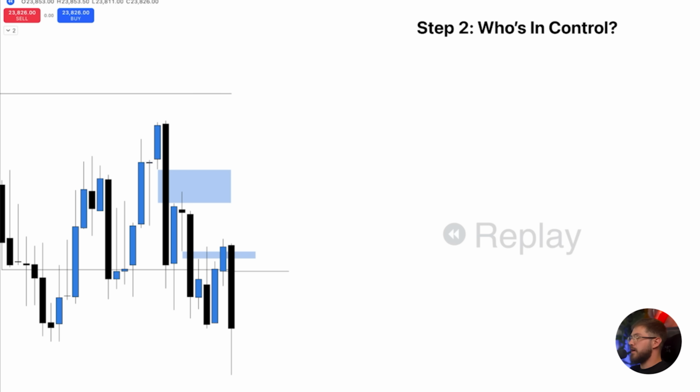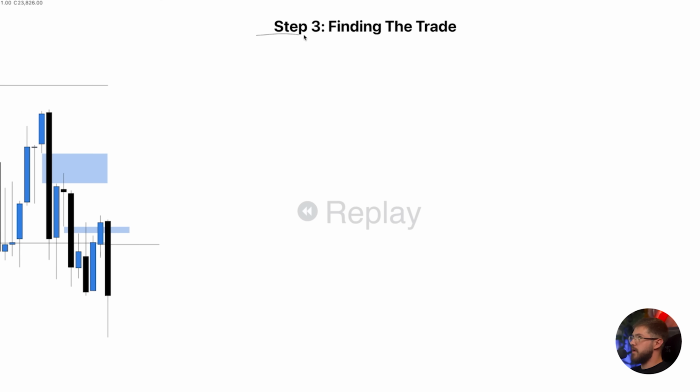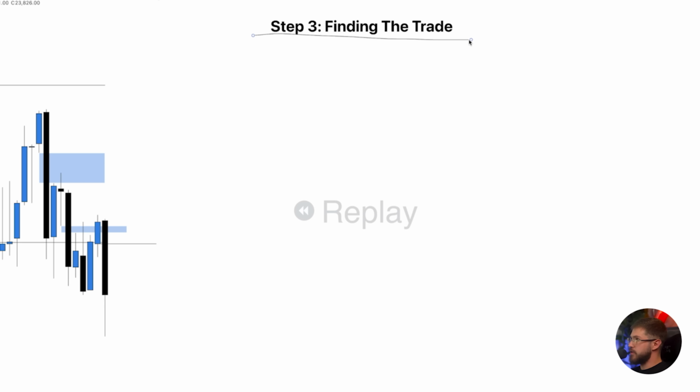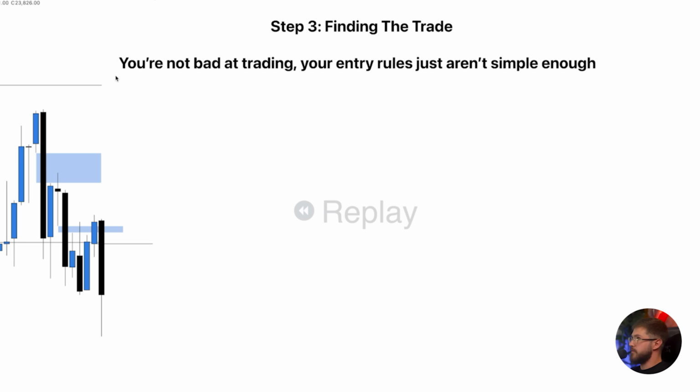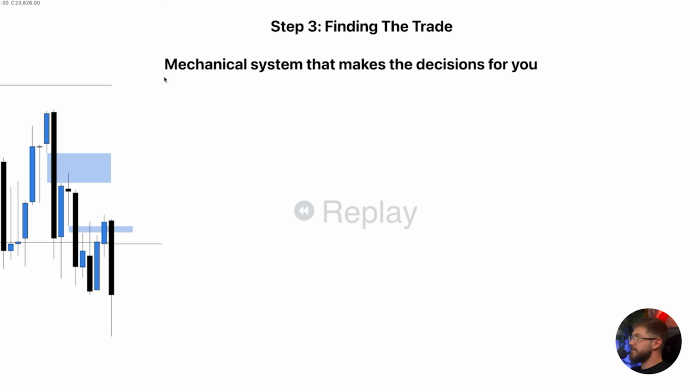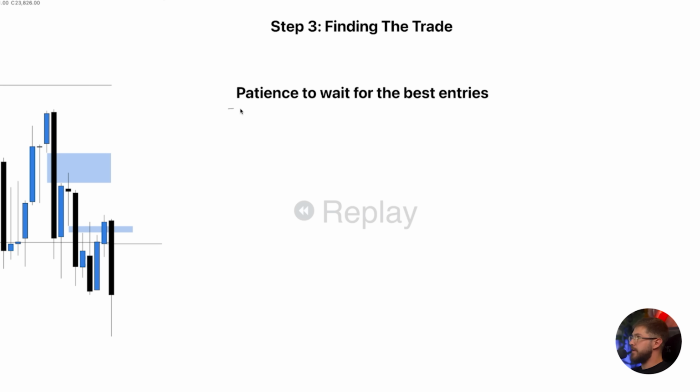But for now, let's talk about how we find our entry, exit, and stop loss, because no strategy is a strategy if you don't have a clear and mechanical way of doing this. And this brings us to step number 3. Finding and placing the trade. And this is going to be game changing for a lot of you because most of you aren't actually bad at trading, and trading isn't as complicated as you think. The problem is just that your entry rules aren't simple enough. And chances are, if you had a mechanical system that made the decisions for you, then you would have the patience needed to wait for the best entries, which is exactly what you're going to walk away from today's video with.